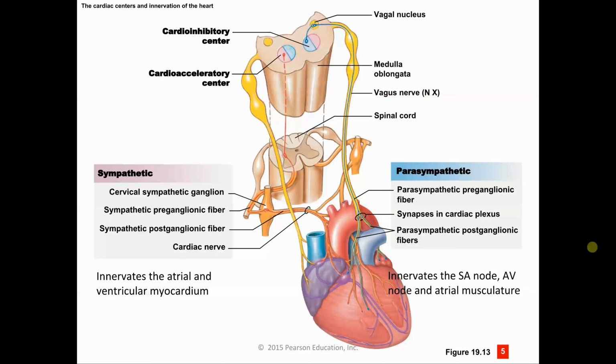So sympathetic response, cardiac nerve. Parasympathetic response, vagus. So they both innervate slightly different parts of the heart. The parasympathetic response is going to innervate the SA node because those pacemaker cells go too fast. So this is going to modulate those pacemaker cells and slow them down a little bit. It also innervates the AV node and the atrial musculature. So then it can slow the cells down at various stages.